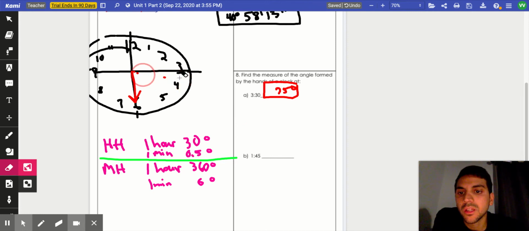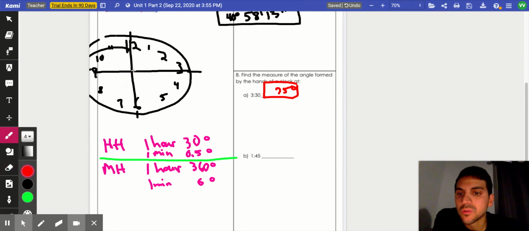1:45 is going to be slightly different. 1:45, okay, the big hand is definitely going to be on the 9. And 1:45 is probably going to be somewhere over here, closer to the 2. I'm just guesstimating. So you could do this forwards or backwards. Backwards is probably easier. From 9 to 10, we said that's 30 degrees. Remember, we're finding the angle. From 10 to 11, another 30 degrees. From 11 to 12, another 30 degrees. From 12 to 1, that's another 30 degrees. So so far we have 120.